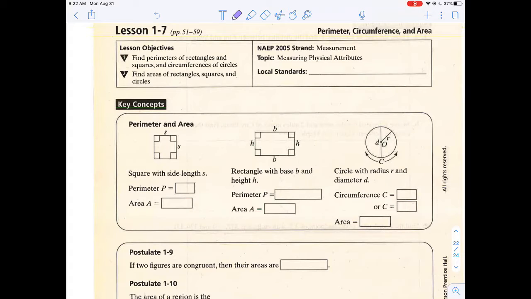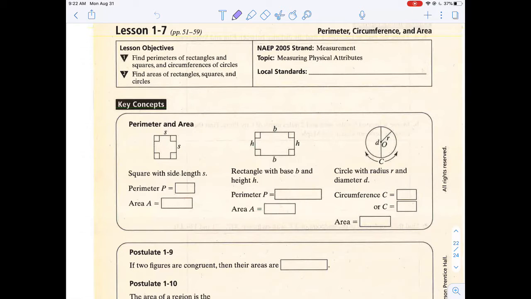Okay, lesson 1.7, the last lesson of chapter 1. The objectives are to find perimeters of rectangles, squares, and circumferences of circles, and then find areas of rectangles, squares, and circles. So, first the key concepts, perimeter and area.